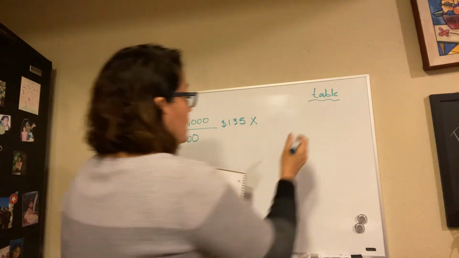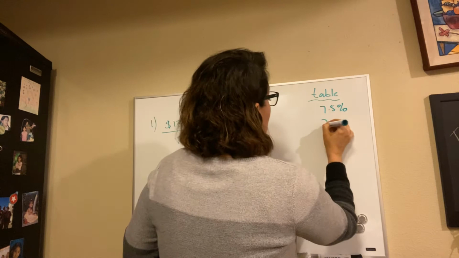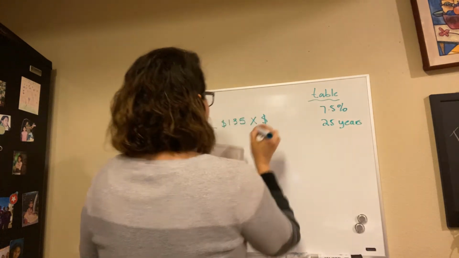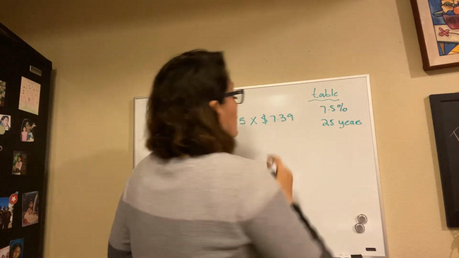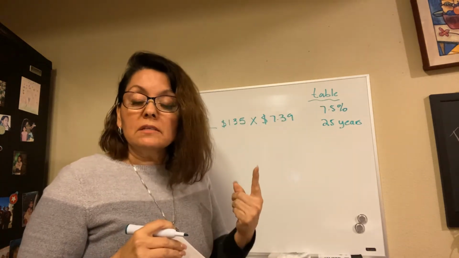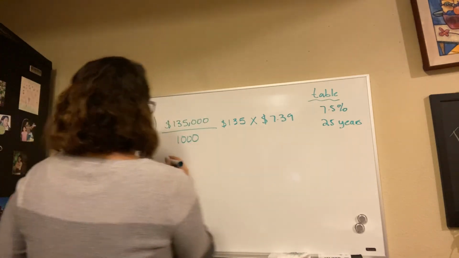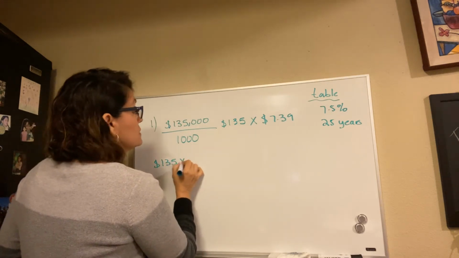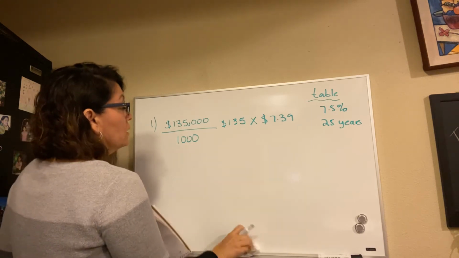So in this case, it was 7.5% for how many years? 25 years. And the table told me that I'm going to pay 7.39 for each 1,000 that I borrow. Okay, so it is going to be 135 times 7.39. I don't have to rewrite it, so that will shorten the time.